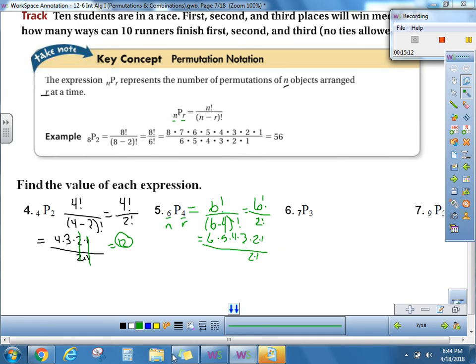So I can see that parts of this will cancel out when we divide, the 2, of course, and the 1. And then I just have 6 times 5 times 4 times 3. I'm just multiplying all of those numbers together, and when I do that, I get 72. So that's 72 different ways to order 6 objects if we're arranging 4 at a time.